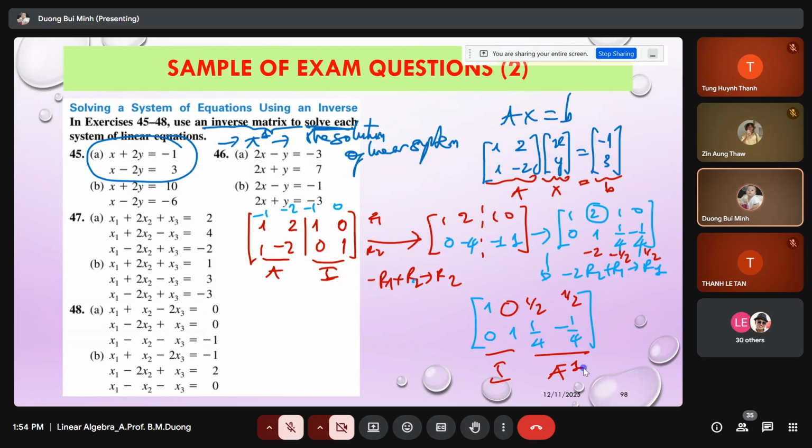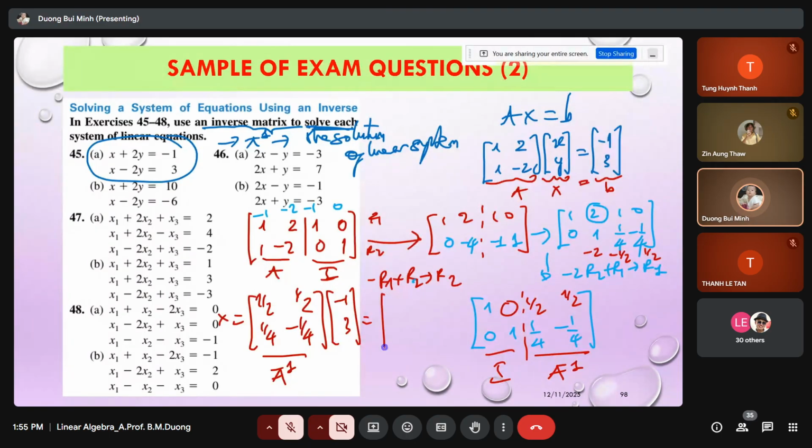Are there any mistakes? Let me check. 1 over 2, 1 over 2, 1 over 4, minus 1 over 4. Okay, I hope I am correct, because I calculate so fast. So here you get the inverse of A, and then you can get X. X is now the inverse of A times B, and B is minus 1 and 3. So you can get the answer: 1 over 2 times minus 1 gives minus 1 over 2, and then plus 1 over 2 times 3 gives 3 over 2.